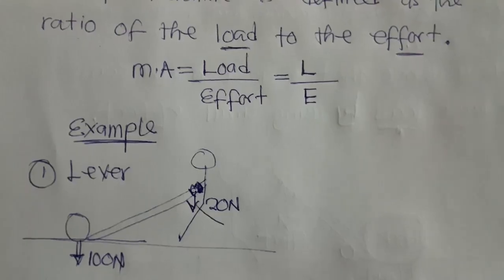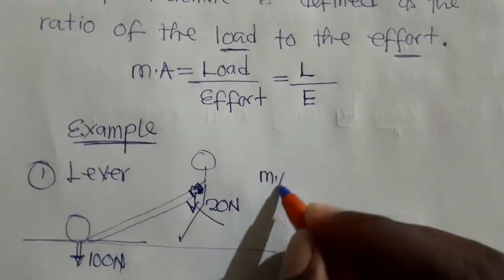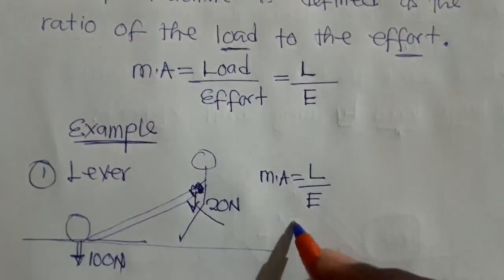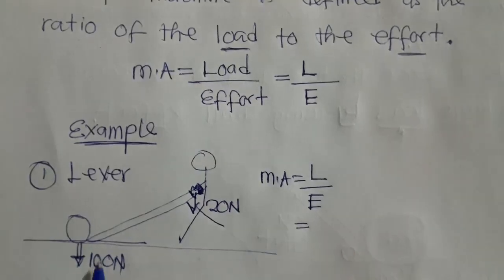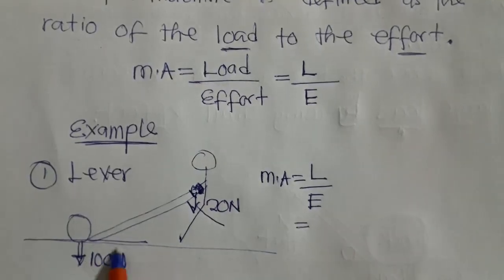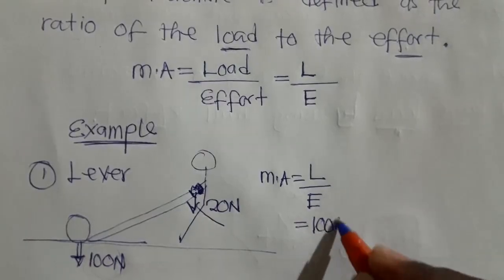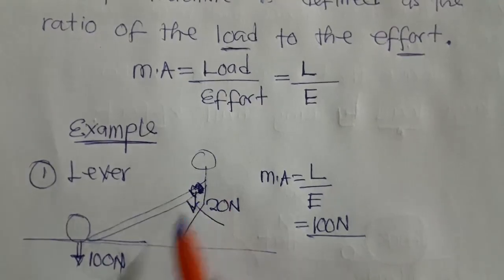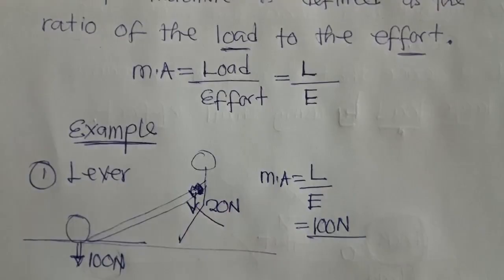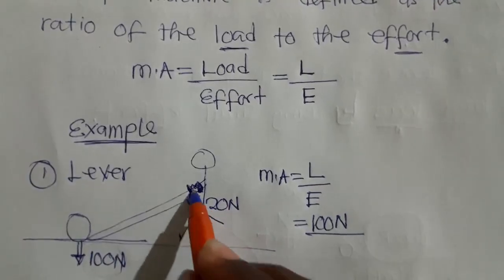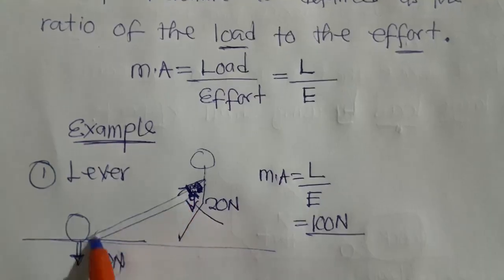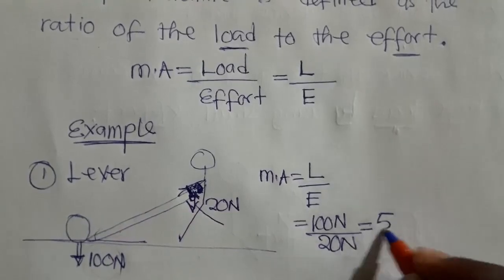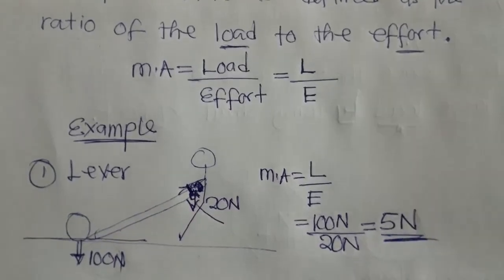What is mechanical advantage? Mechanical advantage is equal to load over effort. Where is the load? The load is here, which is 100 newtons, over effort. Effort is the applied force, where you are applying the force here with your hands on this machine. That is 20 newtons. So when you divide there, the answer is 5.